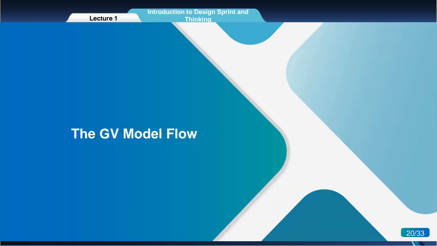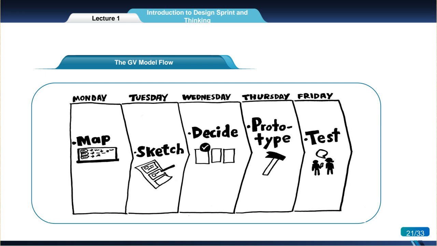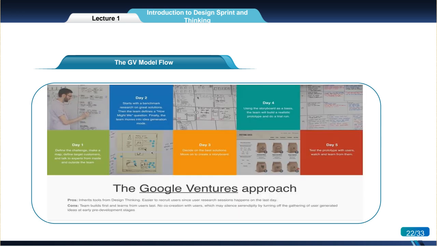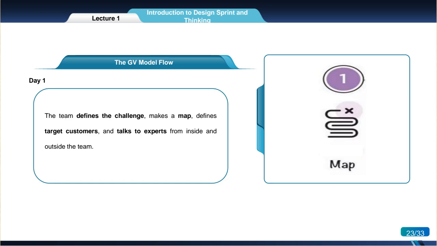The Google Ventures model flow is one of the lean approaches. It consists of 5 days. The first day is when the team defines the challenge, makes a map, defines target customers, and talks to experts.